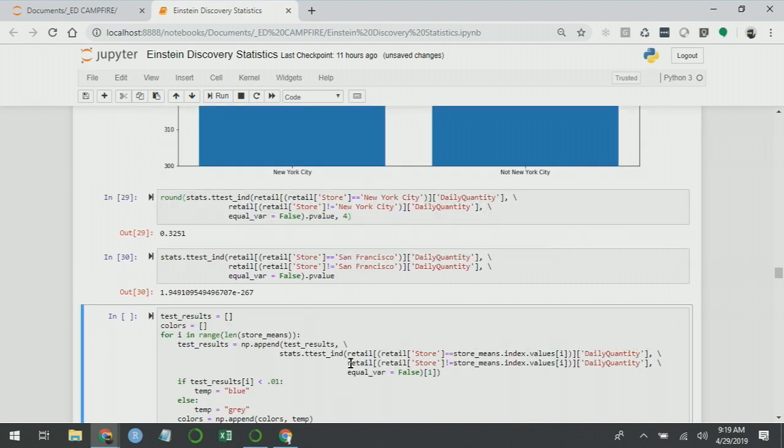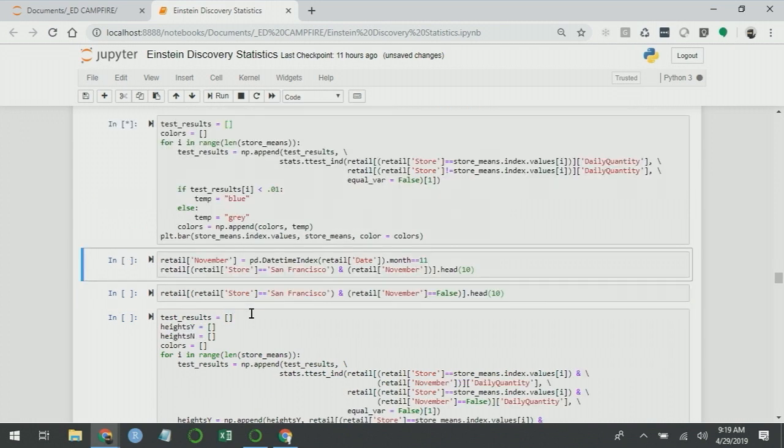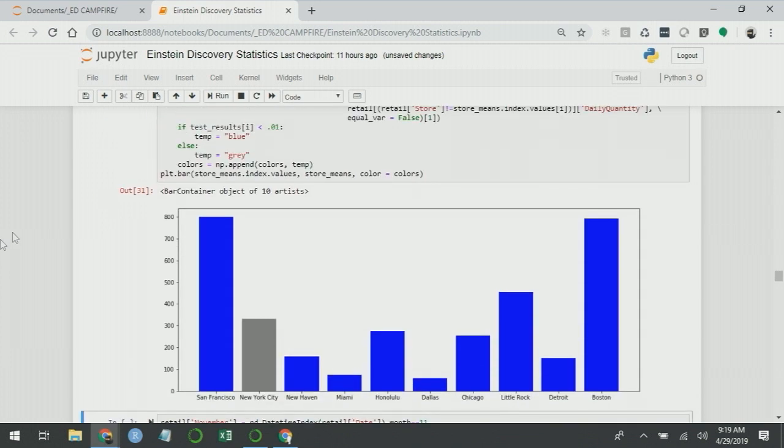However, if we look at San Francisco, the probability that San Francisco would have an average so high compared to the rest of the data is 1.9 times 10 to the negative 267th. There's practically no chance that San Francisco would perform this well just randomly. So we do all of those hypothesis tests, and when we determine that one of the cities is not statistically significantly different, we color it gray. When we determine that it is statistically significantly different, we color it blue.